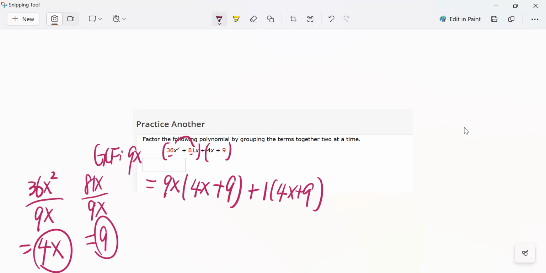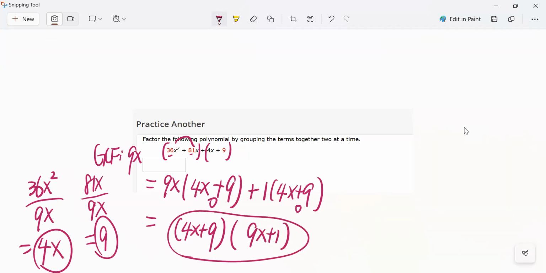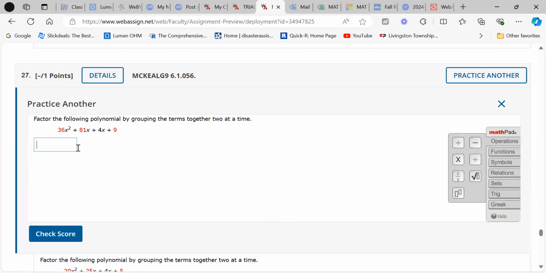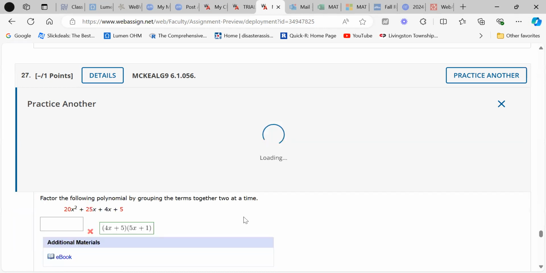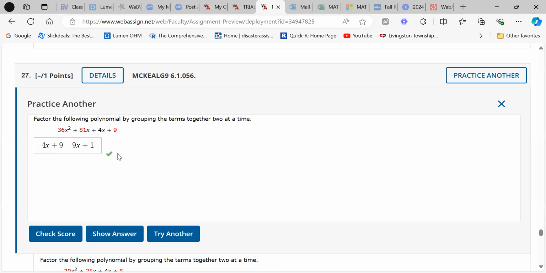Let's put that back. Now factor by GCF one more time. 4x plus 9, and 9x plus 1 remains. Any question about this? 9x plus 1. We can check it. That's the correct answer.